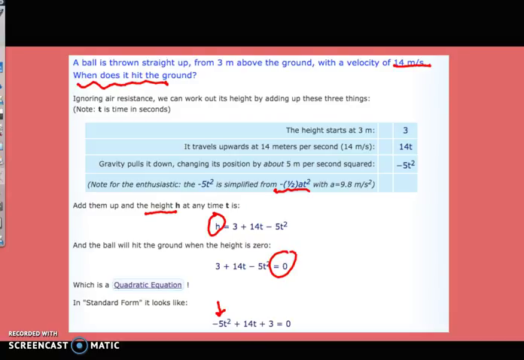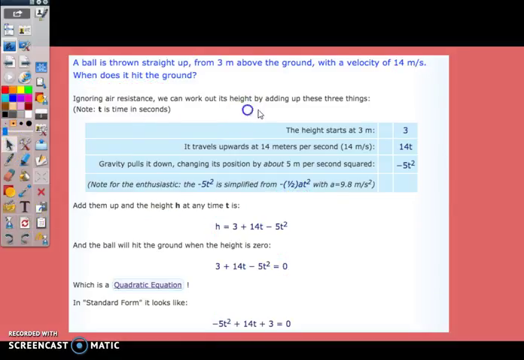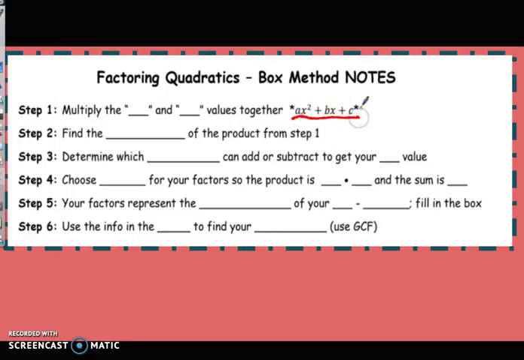The way we would solve this, we'll factor it. Okay, so we need to know what factoring looks like. And every time we factor, start off in standard form. You're going to start off with ax squared plus bx plus c. Okay? So the first thing you do when you factor, you're going to multiply the a and the c values together. Okay, so we're filling in the notes at the top of your paper. So our coefficient on x squared and our constant get multiplied together.